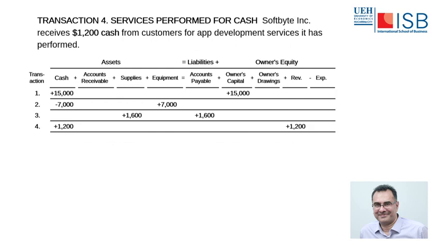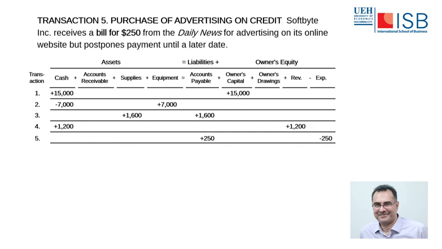Moving on to transaction number 5, purchase of advertising on credit. Here we increase our expenses, and it has a corresponding liability of accounts payable for $250. Another way to understand this is I have some expenses which I must record under equity as a negative, and I must record liability as a positive because I have to pay this liability tomorrow.